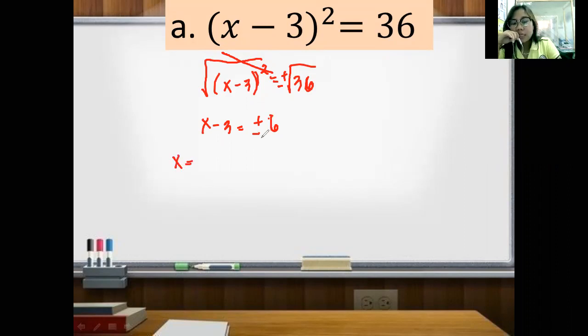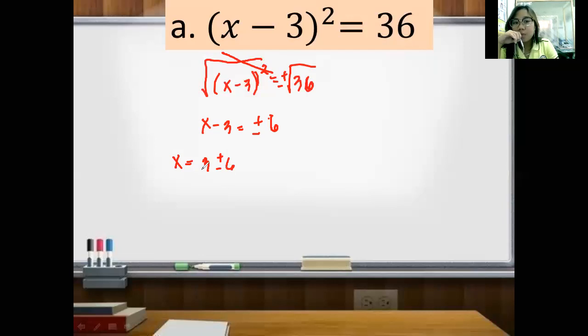As you can see, the positive and negative sign is what we will use as the operation of this equation. So we will place it here in front of 6. Okay, so positive 3, x is equal to 3, positive and negative 6. Okay, ma'am, what's next?